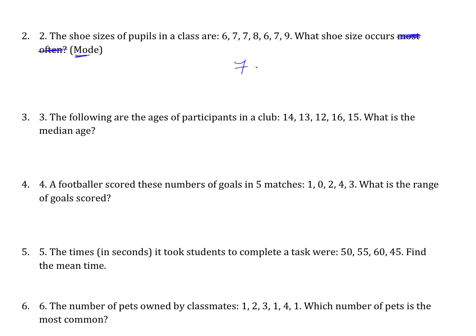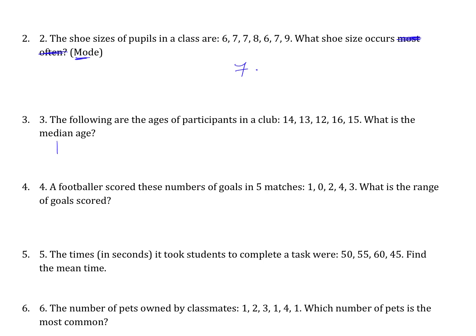The following are the ages of participants in a club. 14, 13, 12, 16 and 15. What is my median age? What does median mean? The one in the middle, so 12. So no, you can't do it. It's just the one in the middle like that there. Because remember, when we talk about the median, it is the middle number. But remember, it has to be in order. So you have to go from the smallest to the biggest.